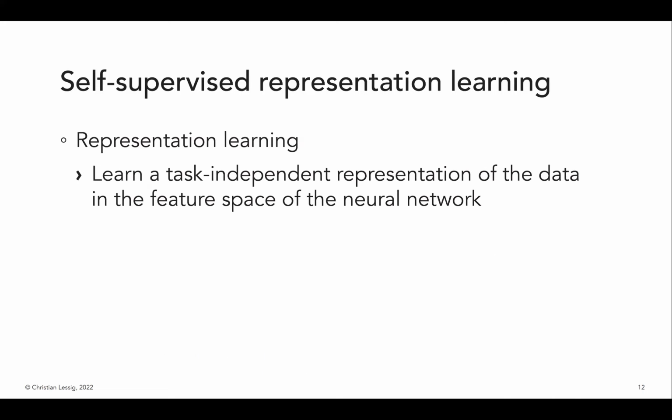So what is meant by representation learning? The idea of representation learning is to have a task-independent representation or abstraction of the data in the feature space of a neural network. So one point is that it should be task independent: you should train a neural network that you can use for multiple purposes. And the second part is this feature space of a neural network.